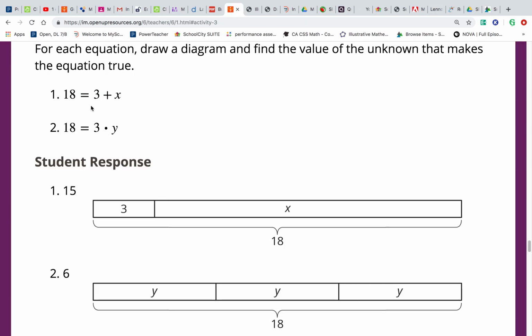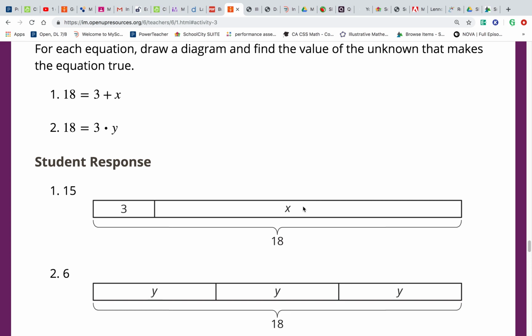All right, so for number 1, 18 equals 3 plus x. You can see here, remember 18 is what these parts lead to, and we have the 3 and the x being put together. We're adding them together. So you can see here 3 and x are going together and they're joining to give us 18. Now, you could have put the x on the left and the 3 on the right. That would have been fine.